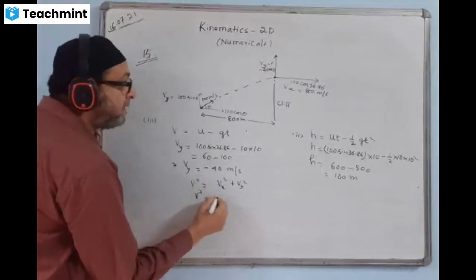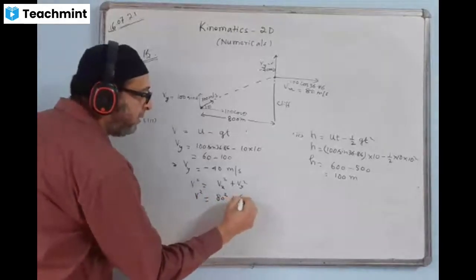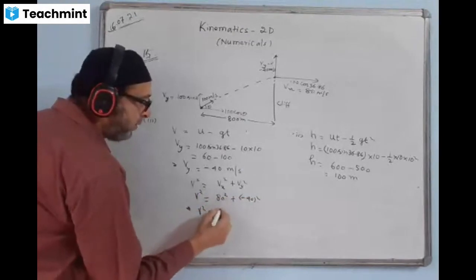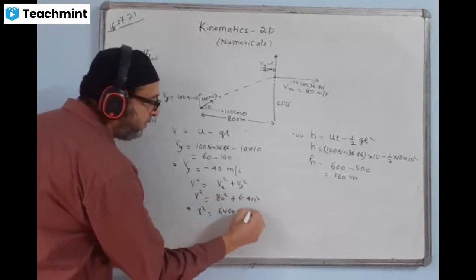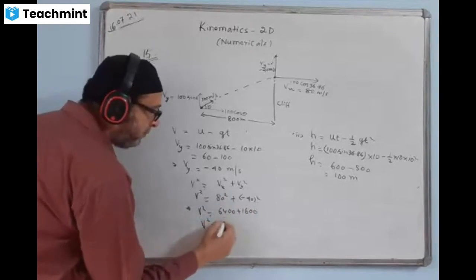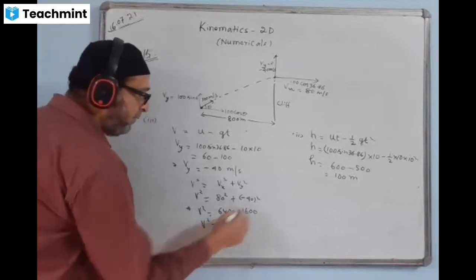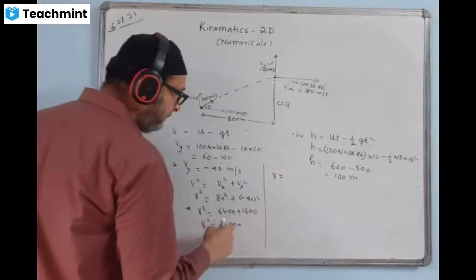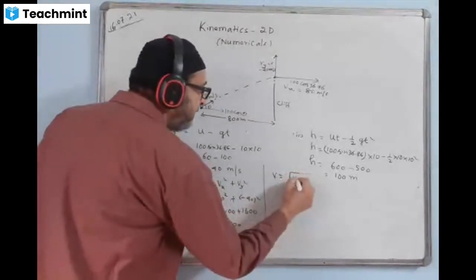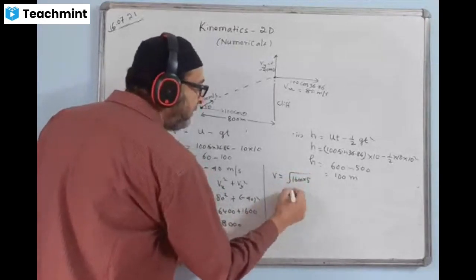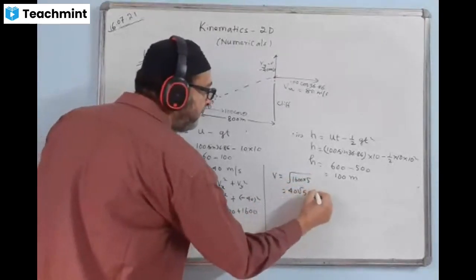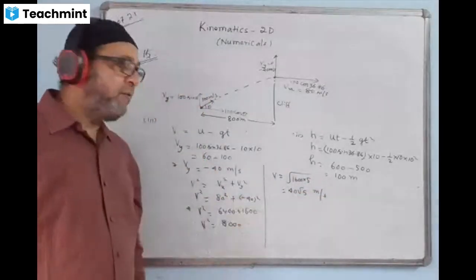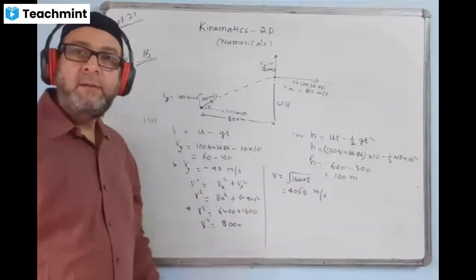Vx value we will write here, 80 square. This is 40, minus 40 square is the same thing. V square value will come, 80 square is coming 6400. This is coming 1600. V square value will come 8000. Therefore, the value V is coming how much here? This will come 1600 into 5. 1600 root value is coming 40. So your answer is 40 root 5 meter per second as it is given in the book. Have you got the answer now?